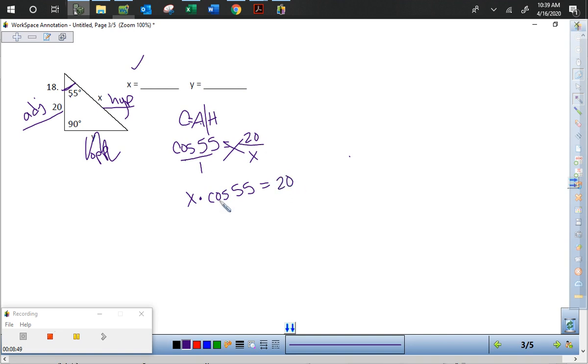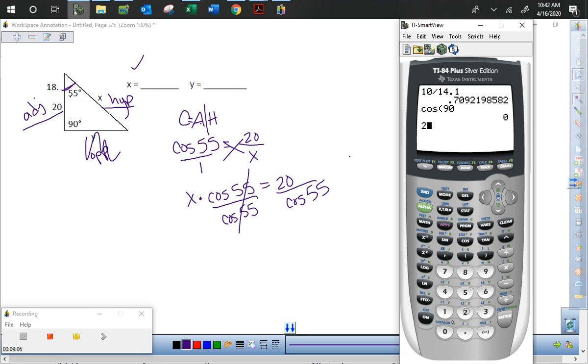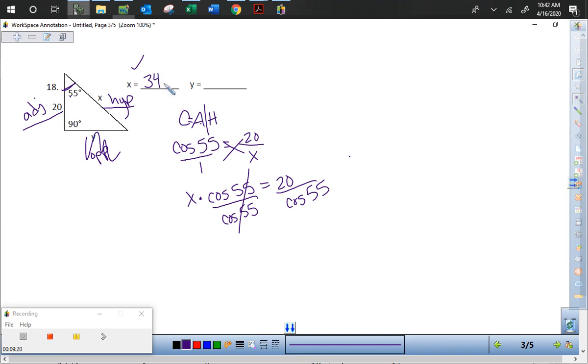So if this says x times cosine 55, to get rid of it, to solve for x, we have to divide by cosine 55 on both sides. Then x is by itself, so we get to type that in our calculator just like we see it. So 20 divided by cosine 55. And there we are, 34.9. We're always going to round these to one decimal place, and we're done with that one.